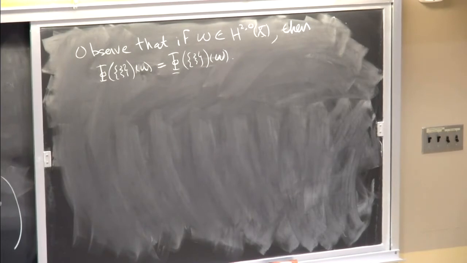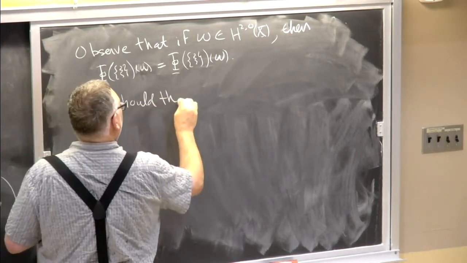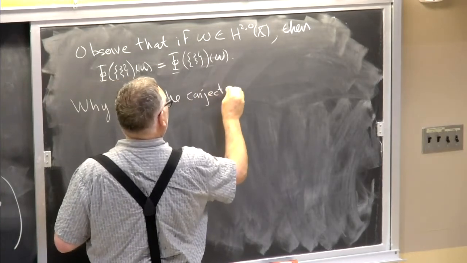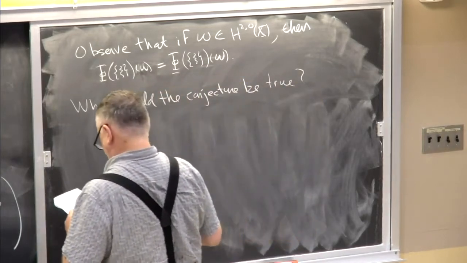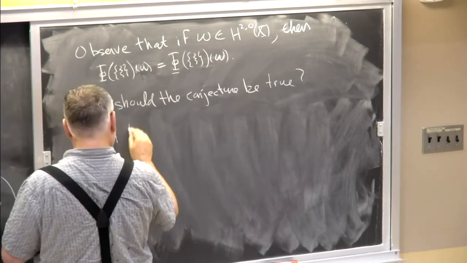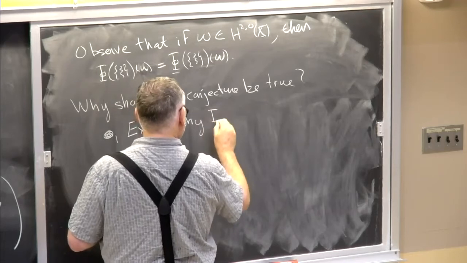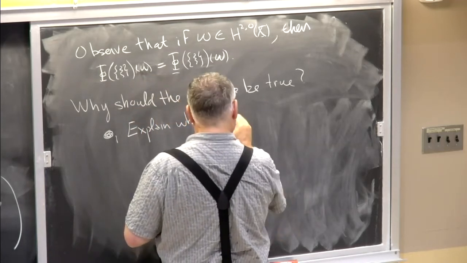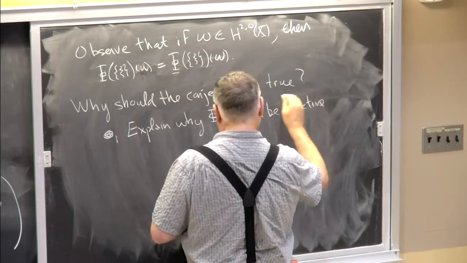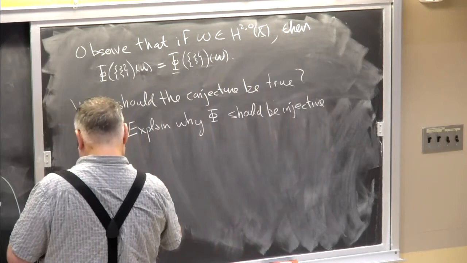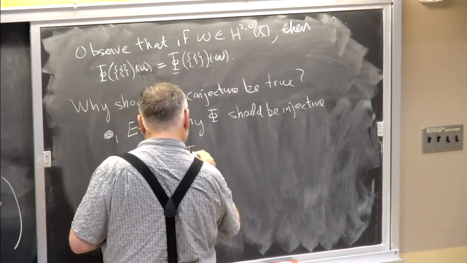So why should the conjecture be true? Well, first thing I have to do is explain why the full regulator should be injective. And the second statement, which is going to involve Pythagoras-Spencer deformation theory, compares T bar to phi.